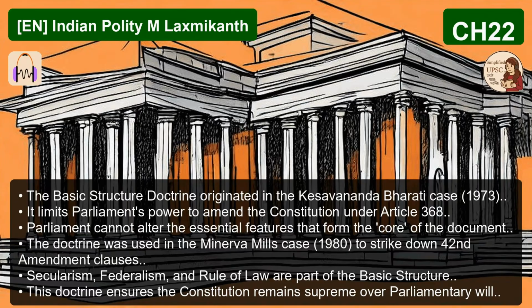Okay, before we leave this section, let's touch on the flip side. Part 4A. Fundamental duties. They're non-justiciable. You can't go to court over them. So why are they still considered a crucial part of the Constitution?